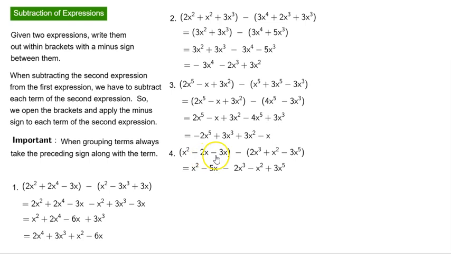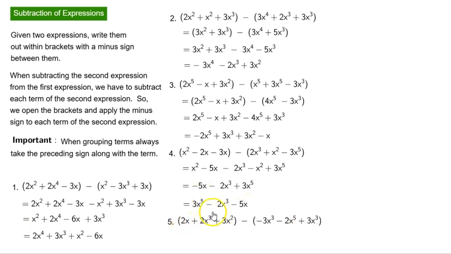Again, we have like terms here. So x square minus 5x minus 2x cube minus x square plus 3x to the power of 5. X square minus x square, they both cancel out. So minus 5x minus 2x cube plus 3x to the power of 5. Rearranging, 3x to the power of 5 minus 2x cube minus 5x.